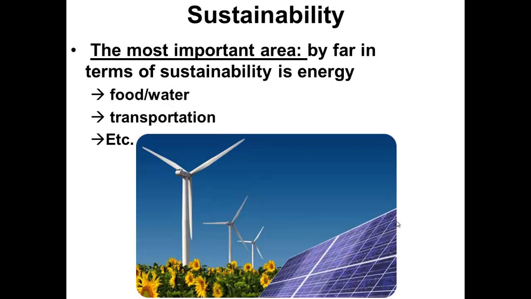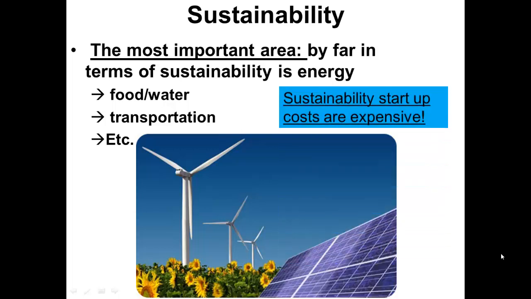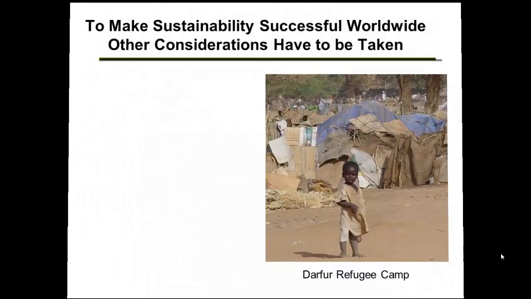So we have to find a way to make a sustainable future number one in terms of energy. And this really might play into our alternative forms of energy, such as wind and solar energy. Keep in mind, though, that the sustainability startup costs are often expensive, but in the end, they pay off.